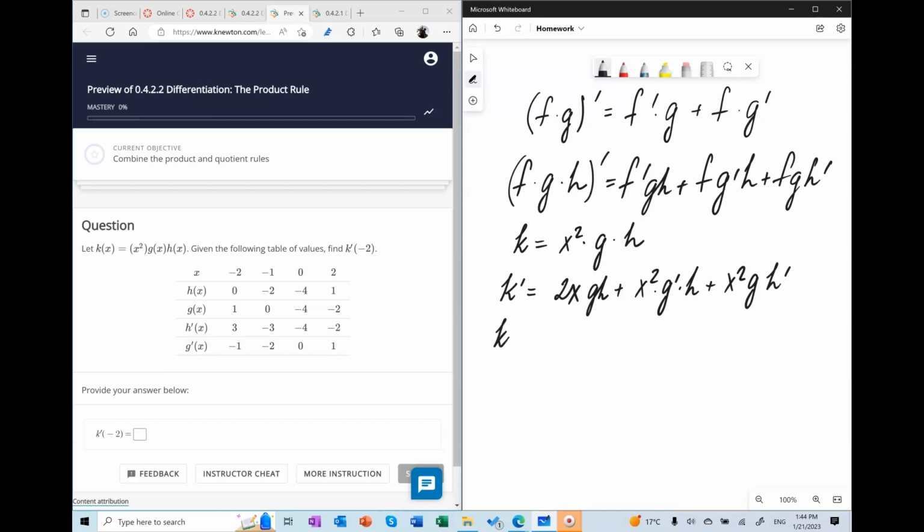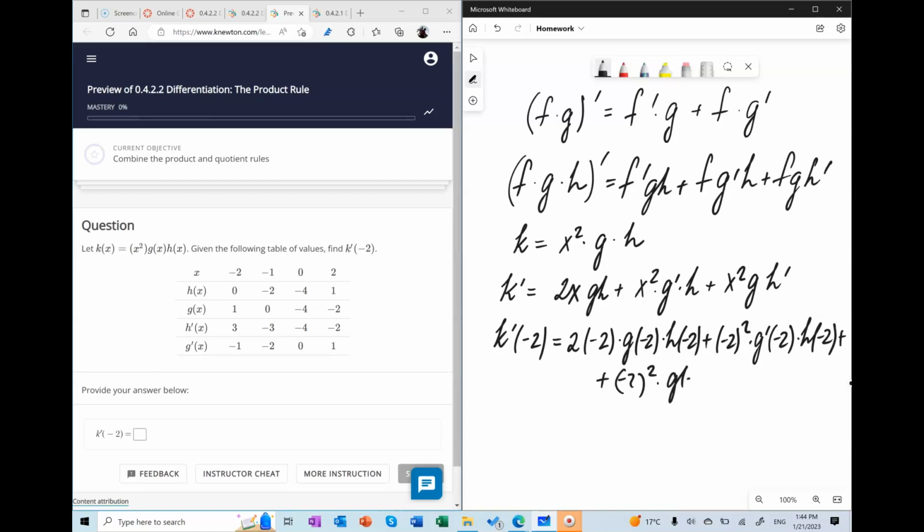And now when we evaluate this derivative at -2, that means we have to plug in -2 for x everywhere we see it. So here we have g of -2, here we have h of -2, here we have -2 squared times g prime of -2 times h of -2. I'm running out of room here, so the third part of the sum will go here. -2 squared g of -2 times h prime of -2. And all of these outputs of both g and h and their derivatives at -2 are provided in the table.